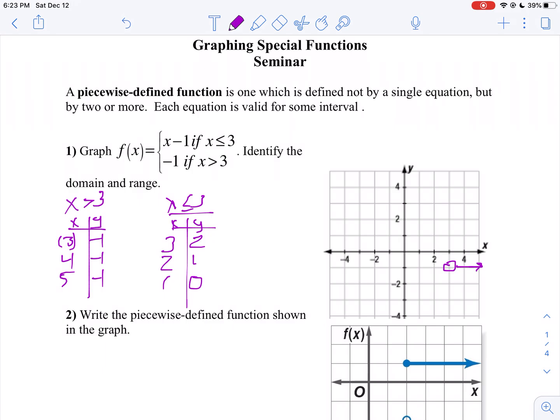So I'm going to graph that over 3, and I'm going to be up 2. Over 2, I'm going to be up 1. Over 1, I'm going to be up 0. There is my line, and I'm going to have a line going to the left, like so. There's your piecewise defined function.